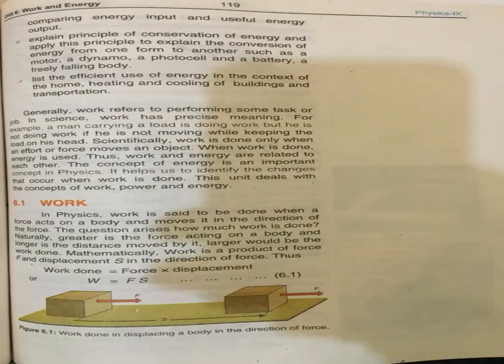Mathematically, how can we write the work definition? Work done is the product of force and the displacement. If we denote the work done with W, force with F, and displacement with S. This is the block, the first position of the block. When I apply the force on the block, it moves in the direction of force. First, it was the initial position of the block. Then, after applying the force, it moves to the other position. So it means work has been done.